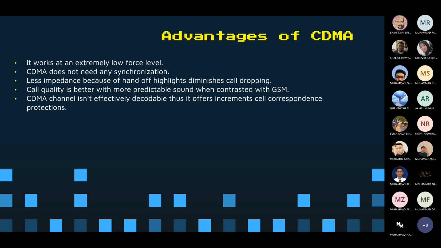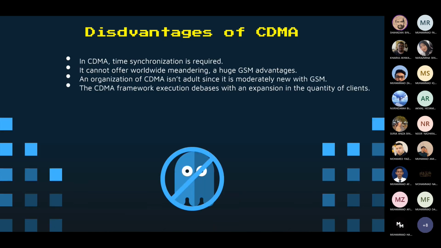For the disadvantages, in CDMA, time synchronization is required, and it cannot offer worldwide roaming, which is a huge GSM advantage. The organization of CDMA is not widely adopted since it is relatively new compared with GSM. And last, the CDMA framework's performance degrades with an increase in the number of clients.